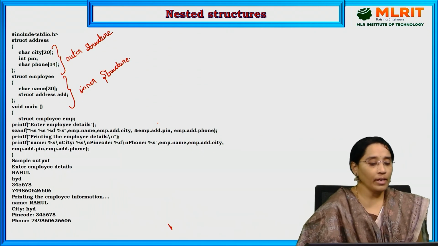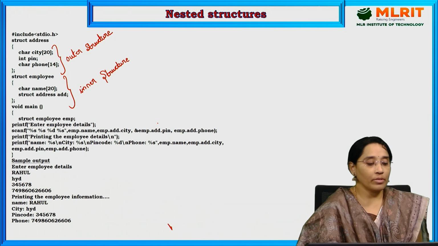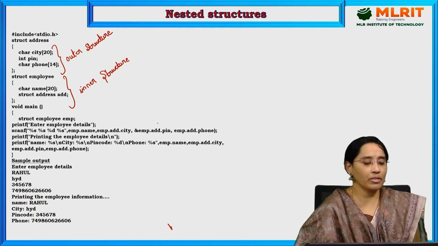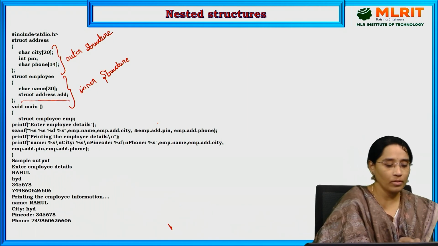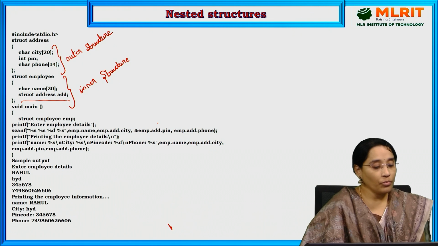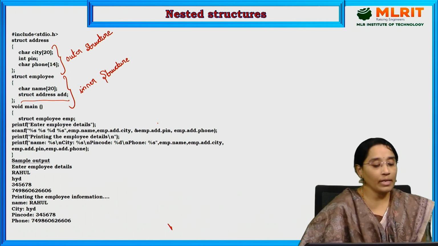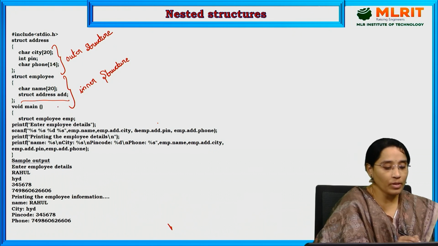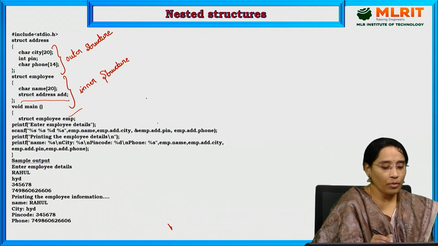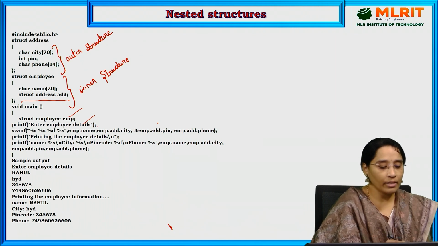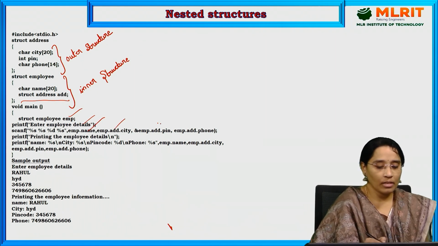Struct employee, name, address. Struct address add as taken. You can declare like this also. Okay, so void main, struct employee EMP. The name of this one is employee EMP, employee details. So here we are entering the name, city and PIN code.